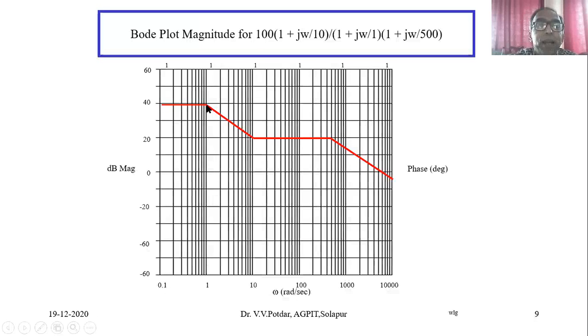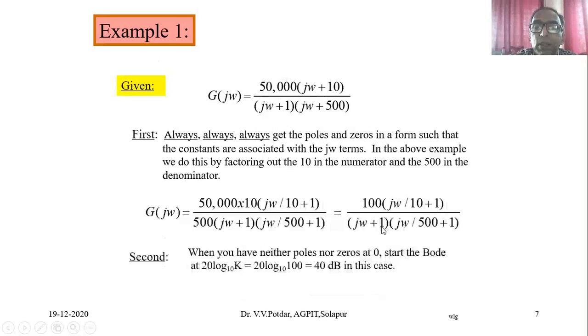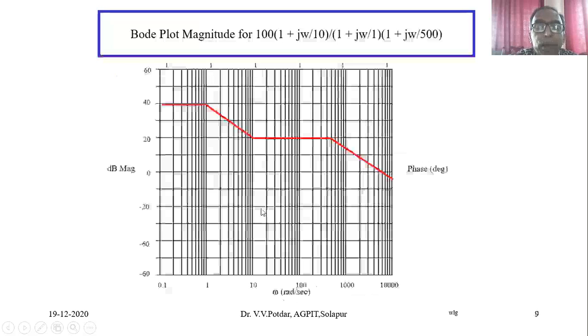Right? The first corner frequency is 1. Remember, the second corner frequency is 10, and the third corner frequency is 500. So on my graph paper, on the x-axis I have got log of omega, starting from 0.1. This is 1 decade, second decade, third decade, fourth decade, fifth decade, 5 cycles, right?